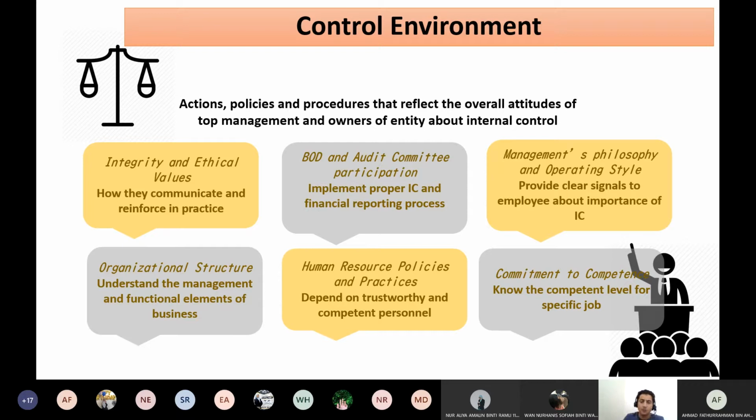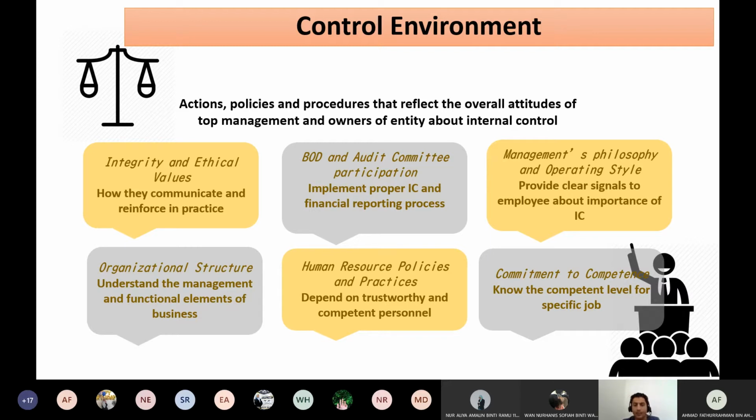Okay, so number 3 is commitment to competence, knowing the competence level for a specific job. So we need to know what is the specification and requirement for each job, and we ensure that the staff hired in this position have the qualifications to fulfill that job.